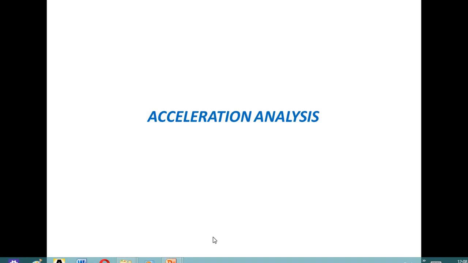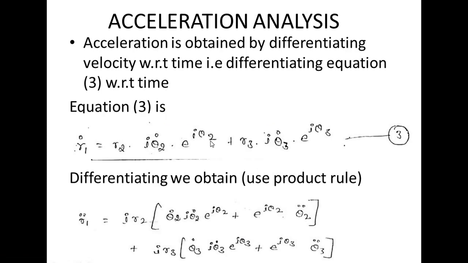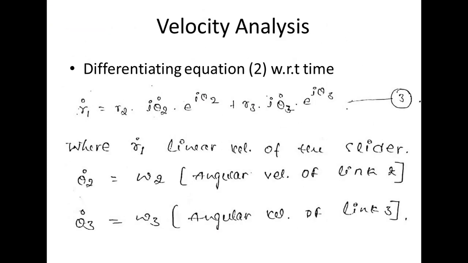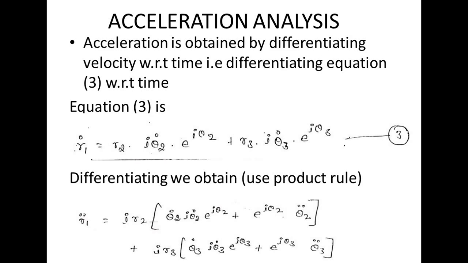Next we will discuss the acceleration analysis of the slider crank mechanism. Acceleration is obtained by differentiating the velocity equation with respect to time. That is, we differentiate equation number 3, which we obtained from the velocity analysis. So here R1 dot is equal to R2, this equation I am considering here, and by differentiating we obtain R1 double dot.